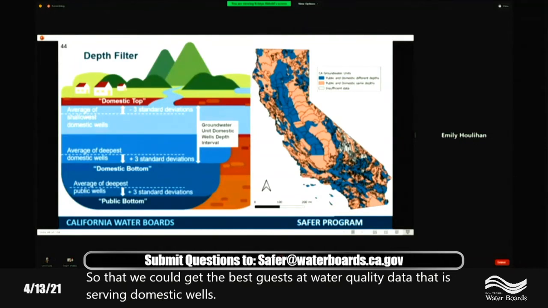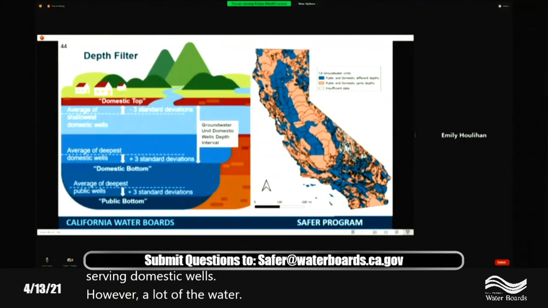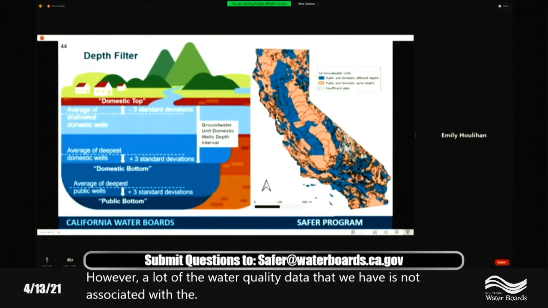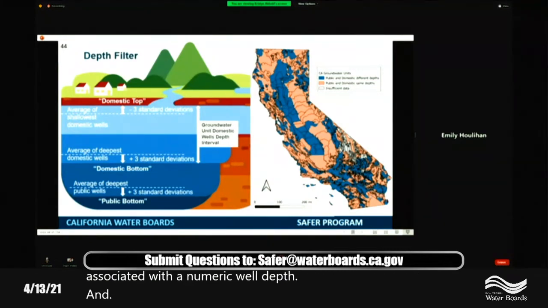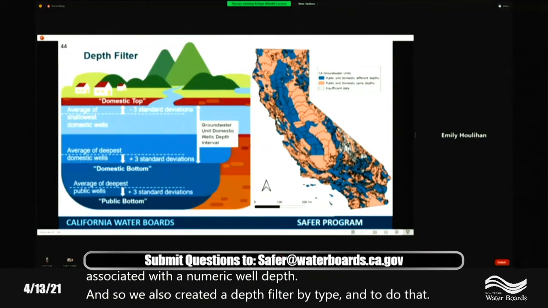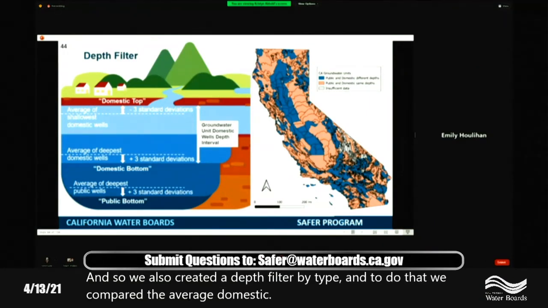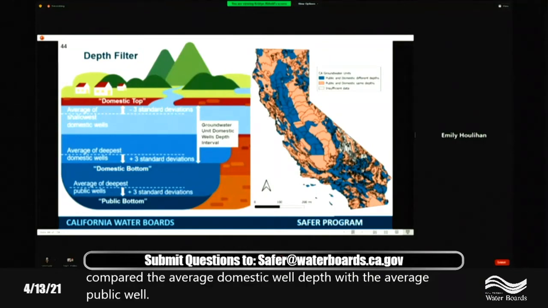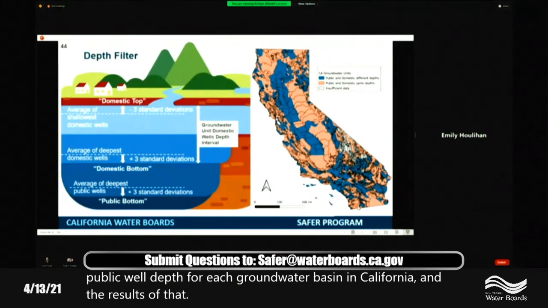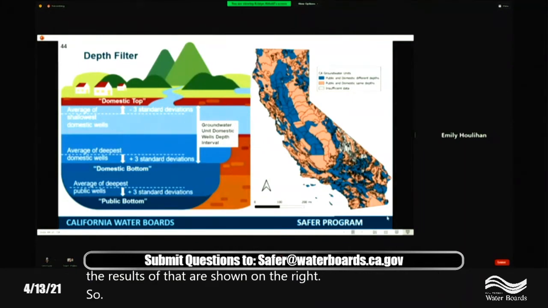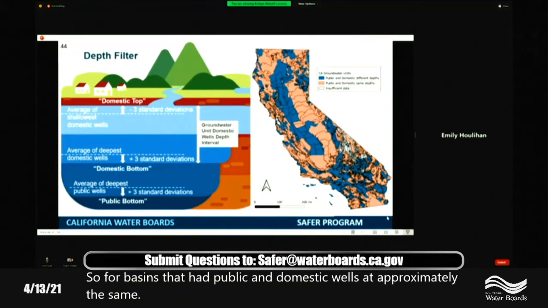However, a lot of the water quality data that we have is not associated with a numeric well depth. And so we also created a depth filter by well type. And to do that, we compared the average domestic well depth with the average public well depth for each groundwater basin in California. And the results of that are shown on the right. So for basins that had public and domestic wells at approximately the same depths, we used public well water quality data as a proxy for domestic well water quality data.